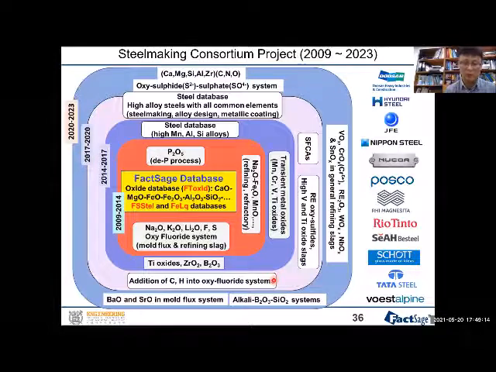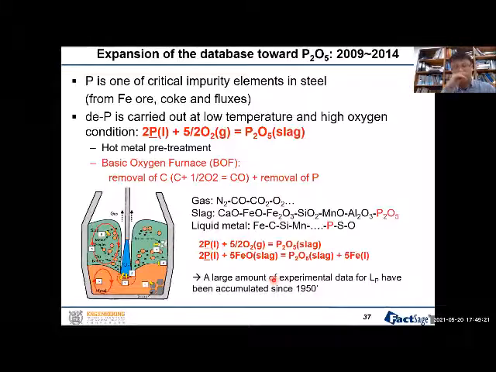By increasing the database, we can find more applications in the steel industry and also outside of it. One example I want to show you here is P2O5. A lot of companies are interested in removing phosphorus from steel as much as possible, for example as low as 10 ppm. It's a very difficult process, because phosphorus is a very bad impurity in steel. If you have higher phosphorus, the steel quality typically decreases.